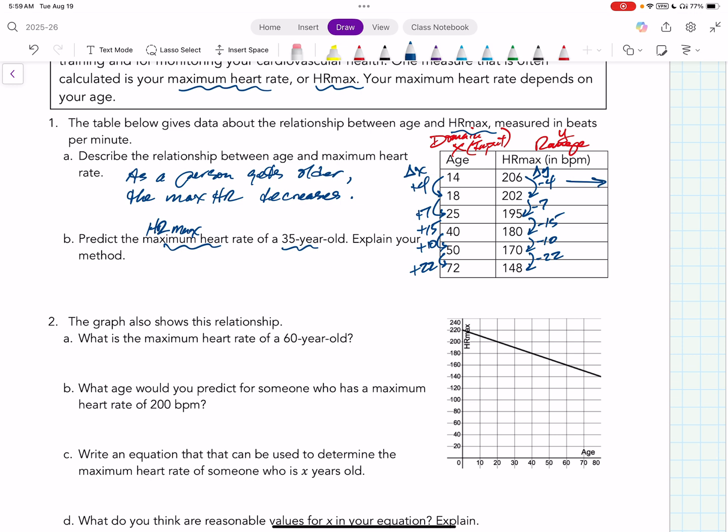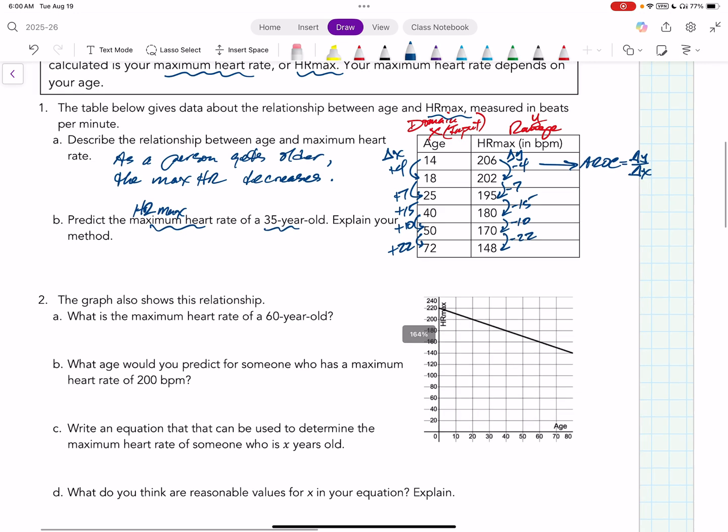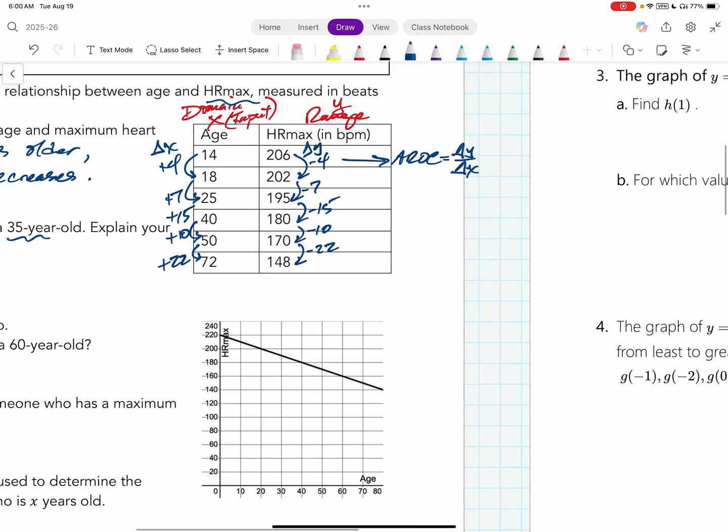We know from previous classes, the average rate of change is equal to delta y divided by delta x. In this case, it's change in the heart rate over change in age. So let's zoom in on the table here. Delta heart rate over change in age. That's basically what I want to do.